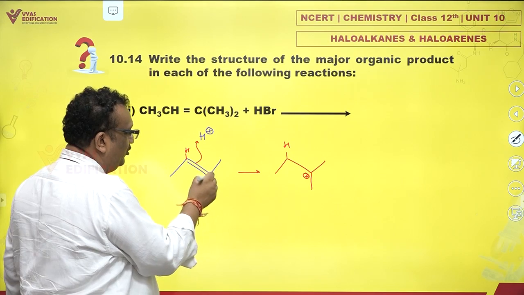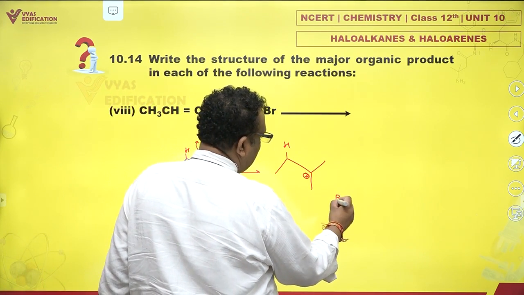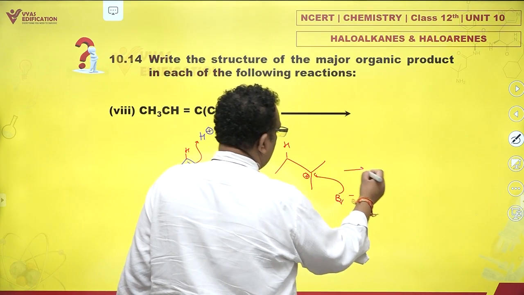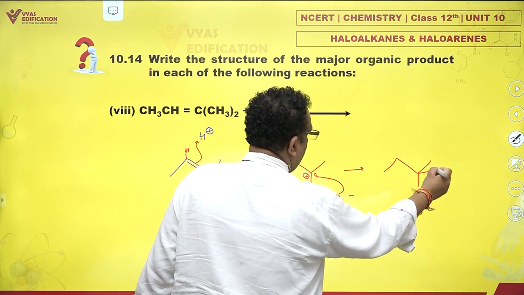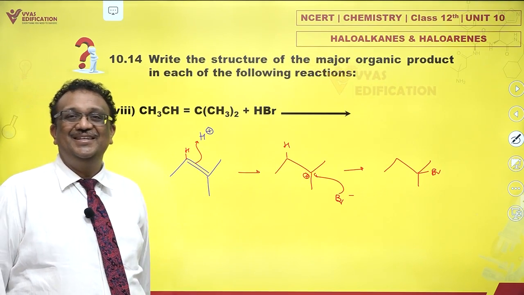This already has one hydrogen, this has no hydrogen. And then Br minus gets added. So I get the product. This is the major product. Yes, that is the answer.